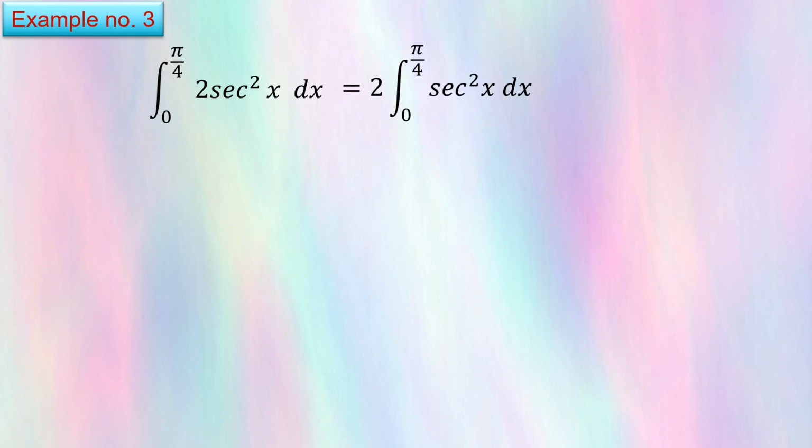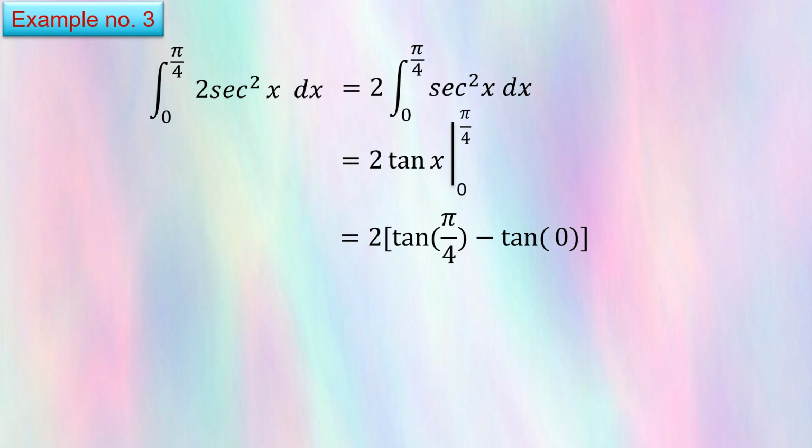So let us have example number 3 in our last example. So we are going to determine the integral of 2 secant squared x dx from 0 to pi over 4. So in here, since we have 2, we are going to write it outside the integral symbol. And then we are going to integrate secant squared x, which is equal to tan. So we have 2 tan x to be evaluated from 0 to pi over 4.